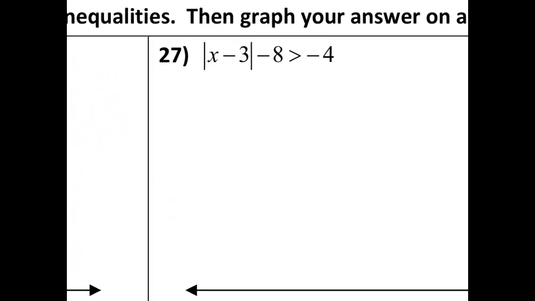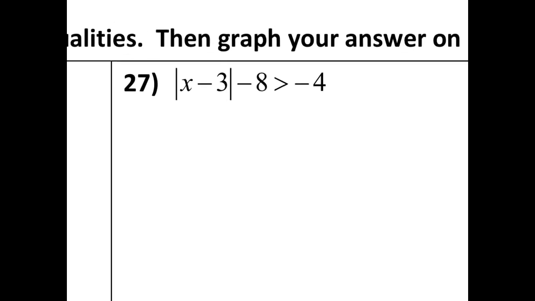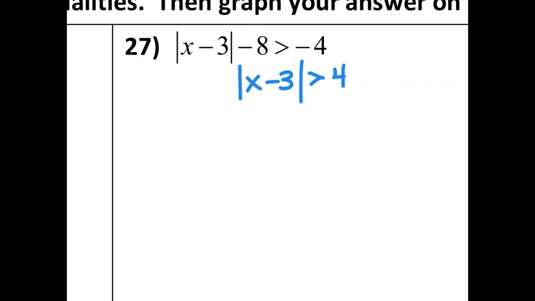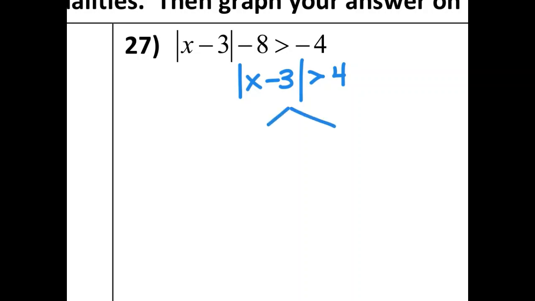Now in this next problem, you need to isolate the absolute value, and so we're going to start by adding 8 to both sides. And you end up with the absolute value of x minus 3 is greater than positive 4. Negative 4 plus 8 is positive 4. At this point, you've got your absolute value by itself, and so you're going to separate and use the x minus 3 without changing it, and then it's greater than positive 4. So basically the first time you're writing the inequality exactly the same but without the absolute value symbols.